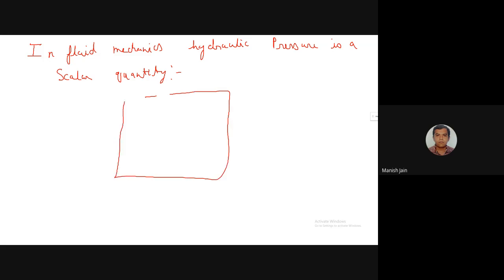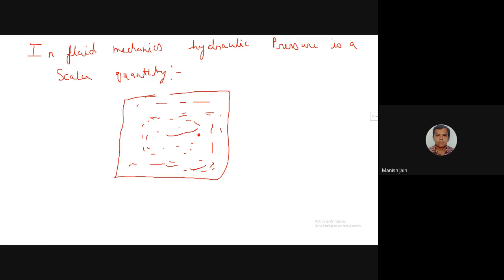suppose this is a closed container, where you have the fluid. So there are fluid particles. There is a fluid filled inside the closed container. Now you assume a surface here, a microscopic surface at this point. Now if you take the surface, how does the hydraulic pressure work?